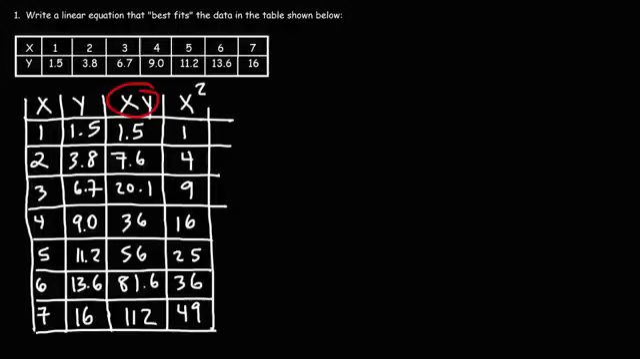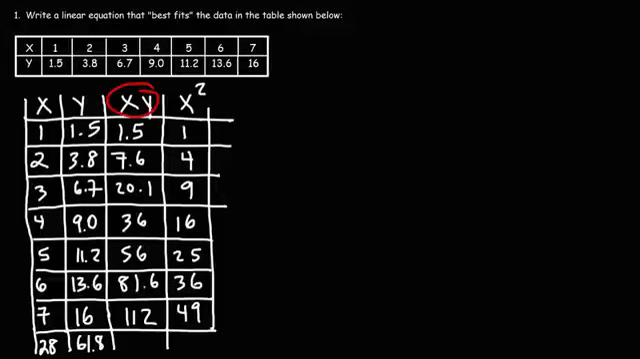Let's start with the sum of the x values. Let's add up every number in the first column. 1 plus 2 plus 3 plus 4 plus 5 plus 6 plus 7. That's going to be 28. Now let's take the sum of the y values. So 1.5 plus 3.8 plus 6.7 plus 9 plus 11.2 plus 13.6 plus 16. So that's 61.8.